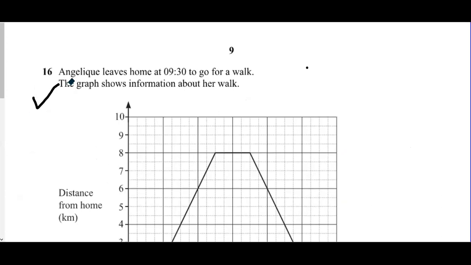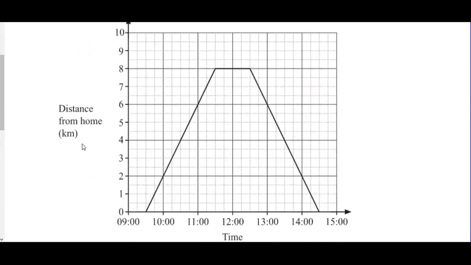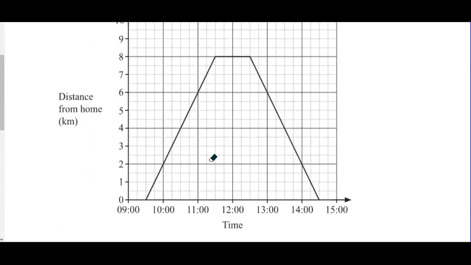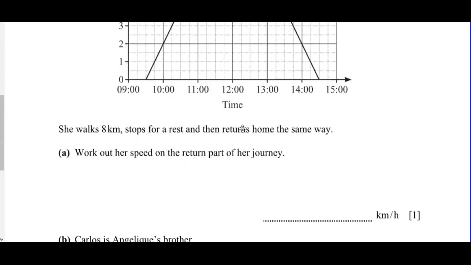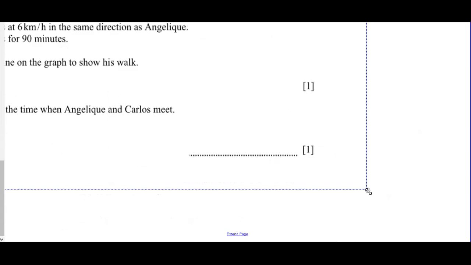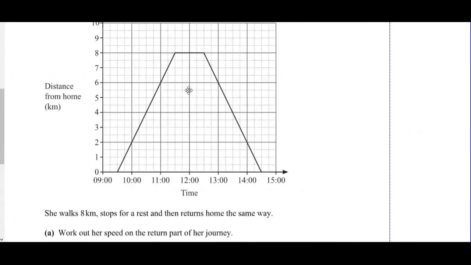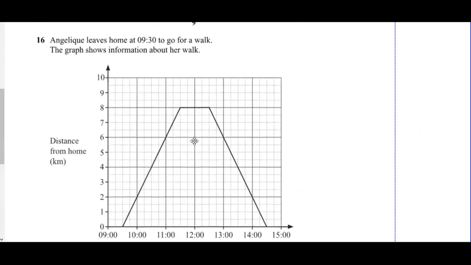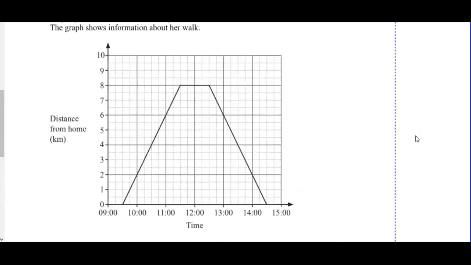Question number 9 is this graph question, which we call distance time graph. Okay. All right. Now let us try to zoom out. This looks so huge. And then put it on average dimensions. Okay. So this is on page 9.